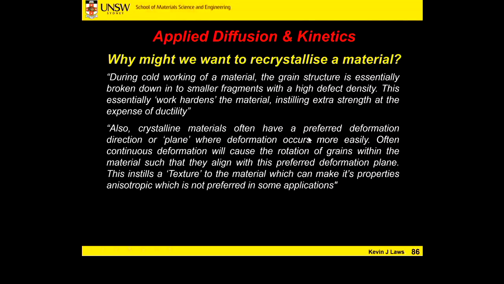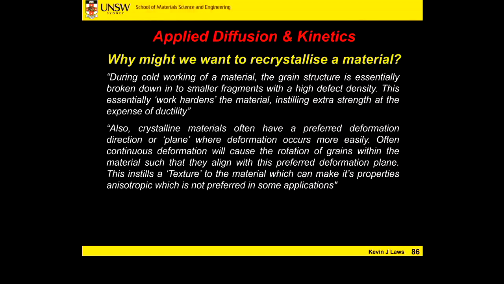So, crystalline materials often have a preferred deformation direction or plane, where deformation occurs more easily. Often, continuous deformation will cause the rotation of grains within the material, such that they align with this preferred deformation plane. This instills a texture to the material, which can then make its properties anisotropic, which is not preferred in some applications. So if we're going to have a piece of material that's going to be used in the chassis of a car or something like that, we want it to be as strong in every direction as it can be. If it has a texture, it might be very strong in one direction but very weak in another direction.